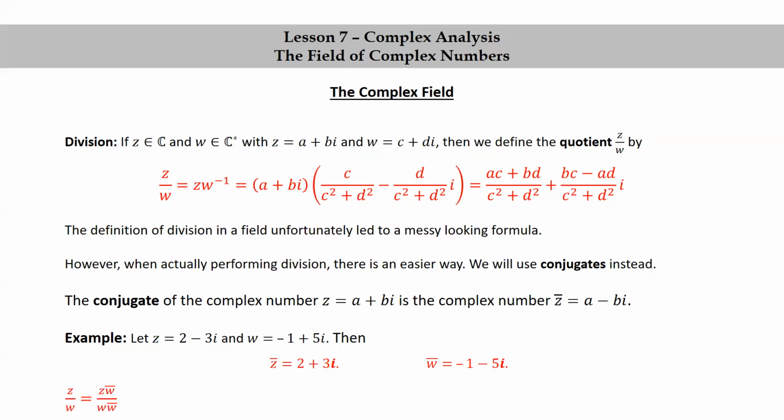What we do is we multiply the top and bottom of the fraction by the conjugate of w, the conjugate of the denominator. So we have 2 minus 3i times negative 1 minus 5i over negative 1 plus 5i times negative 1 minus 5i. On top, we get negative 2 minus 15 plus negative 10 plus 3 times i. And on the bottom, we get negative 1 times negative 1, or negative 1 squared, plus 5 times negative 5i squared, which is 5 times 5, or 5 squared. And that simplifies to negative 17 minus 7i over 1 plus 25, which is negative 17 over 26 minus 7 over 26 times i.